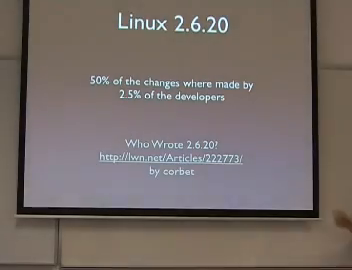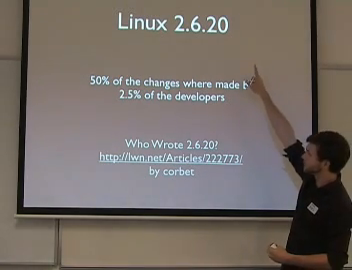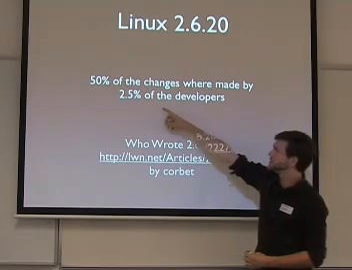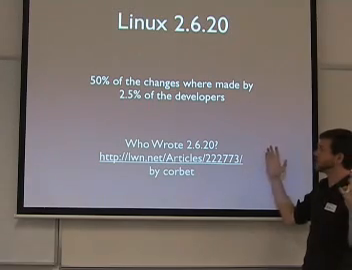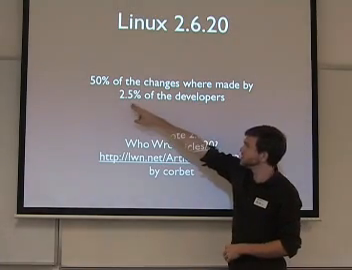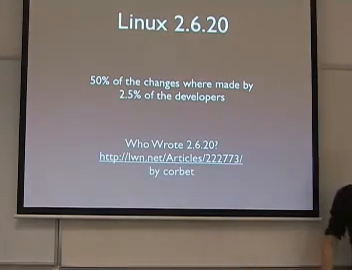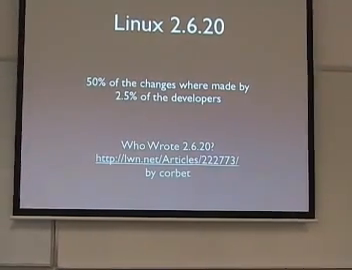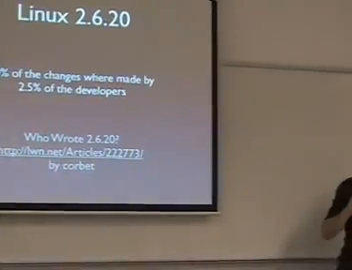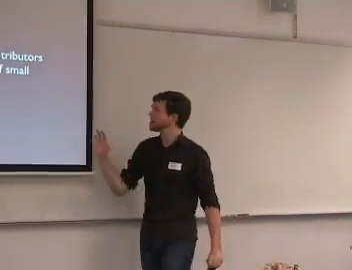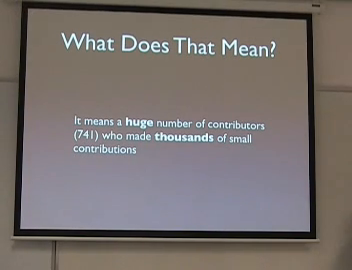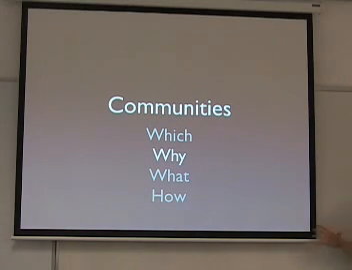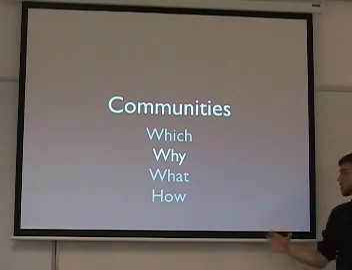Same thing with Linux. On the 2.6.20 kernel, 50% of the changes were made by only 2.5% of the developers. So half of all the code was done by a very, very small percentage. I think it was the top, I can figure this out, 20 or 50 developers. It basically meant that there were 700 other people who did the other half of all the code. So those were thousands of small contributions. That is the community we're talking about, this group of contributors that we want to grow.